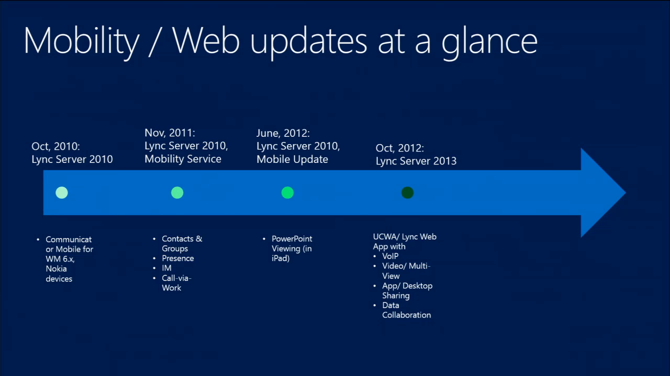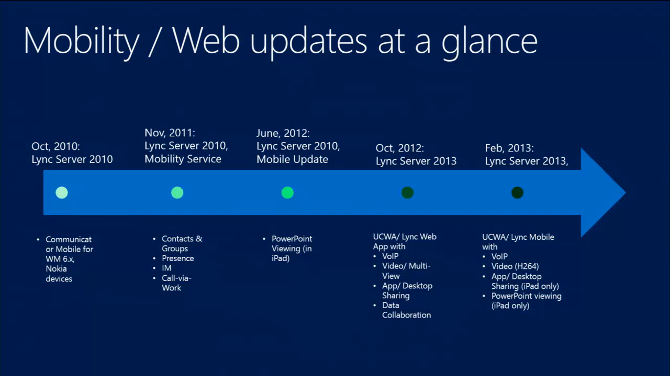And then as we kind of look more in the future here, as you can see, we continue to add capabilities. In Lync Server 2010 for the mobility service, we added support for contacts and groups and presence and IM. In Lync Server 2010, there was another mobile update that gave us the ability for PowerPoint viewing on iPad devices. And then we introduced here the Lync web app, where again we're running off the UC web API.